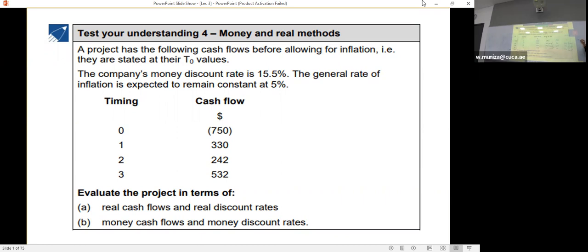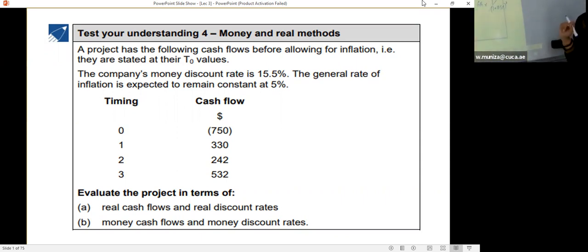Okay, so 750. Then dear, for this one, do we need to multiply by 100? Which 100? 1 over 1 plus 15.5. 15.5? Yeah, 15.5 divided by 100. Percentage means divided by 100. So you will be getting 0.155. 0.155 plus 1. 0.606.